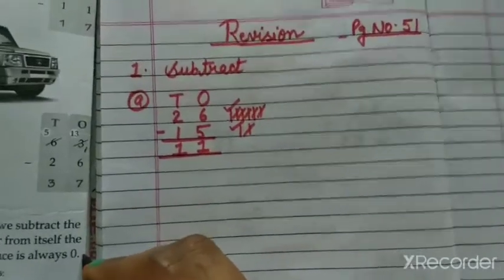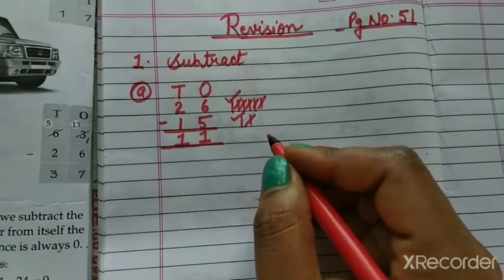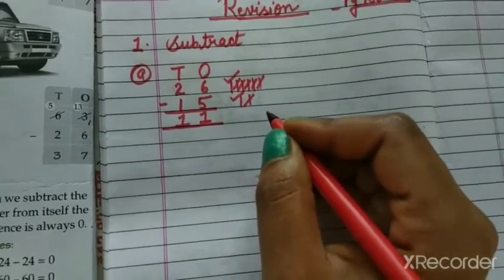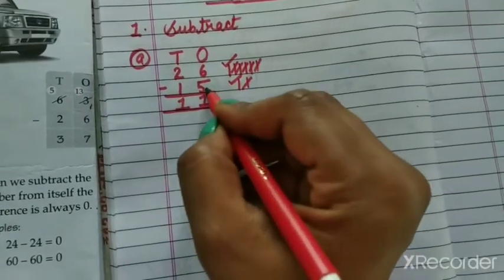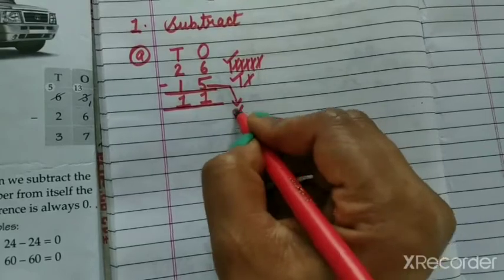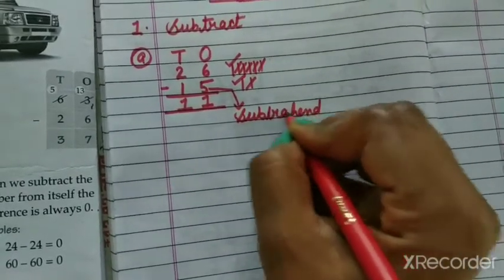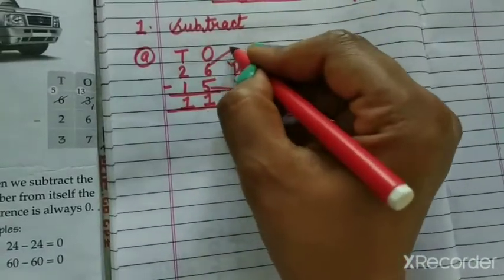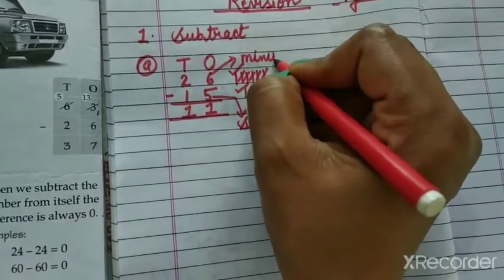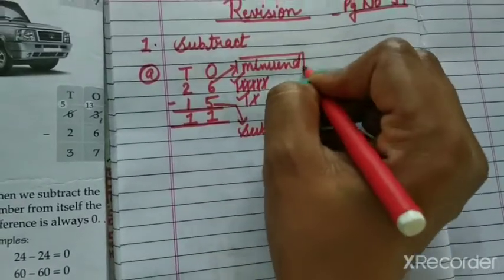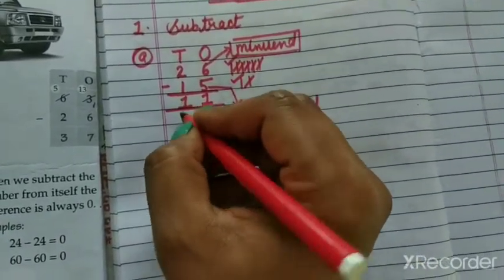Okay children, let's do a quick revision. What is a subtrahend and what is a minuend? Yes, this one. This is the smaller number. It is called subtrahend. Remember it always. And this is called a minuend. Always remember it. And this answer is called difference.